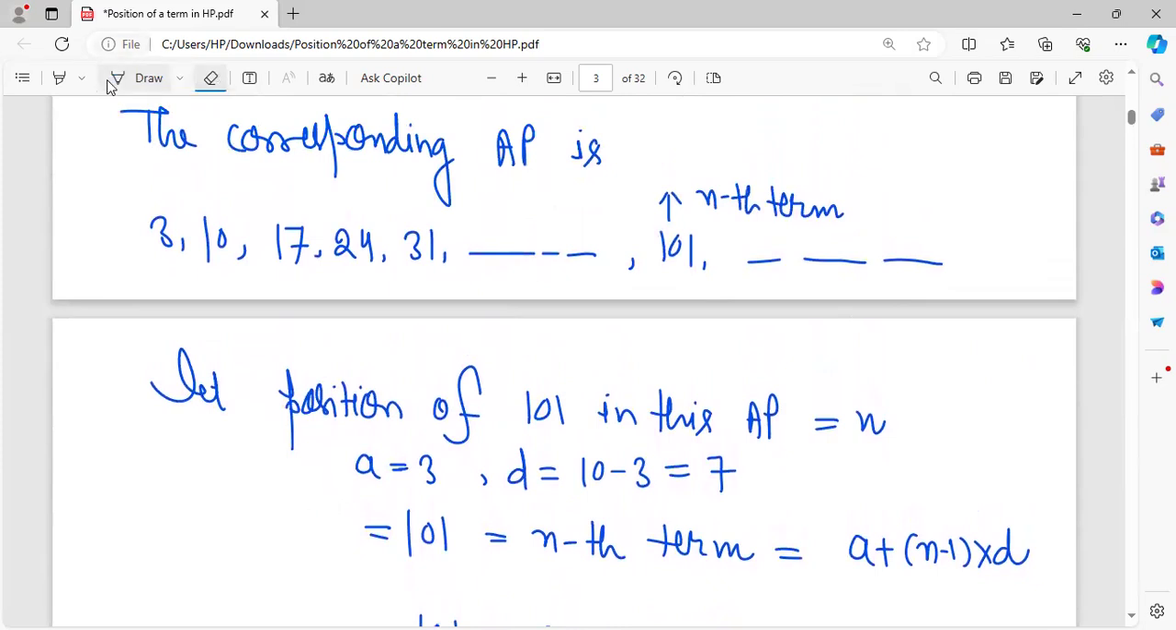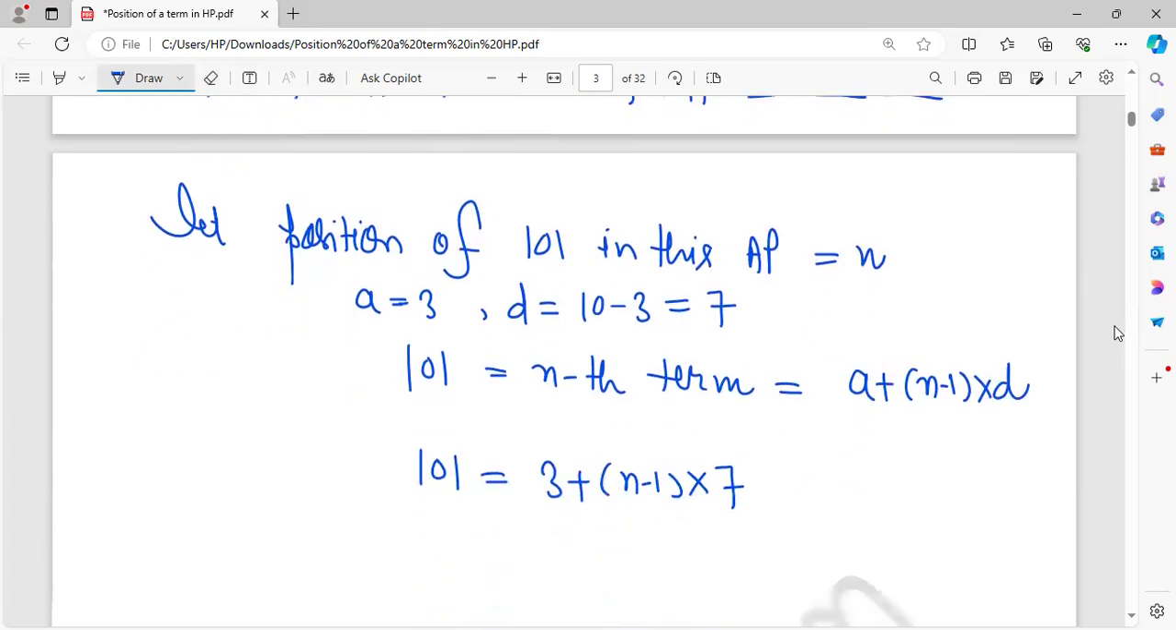So 101 is the nth term. I am not writing G here because G is a term in GP. If I say this B, there will be some confusion. I am writing directly, the position of 101 is the nth place. So 101 is the nth term, A plus n minus 1 D. Okay.